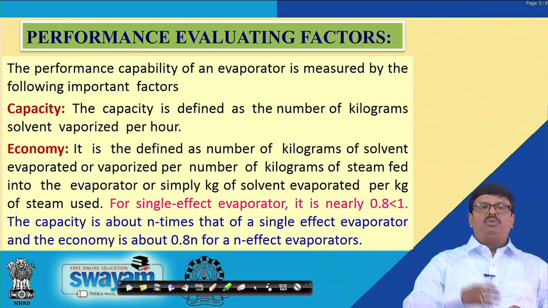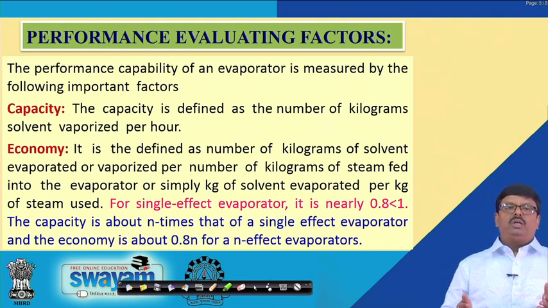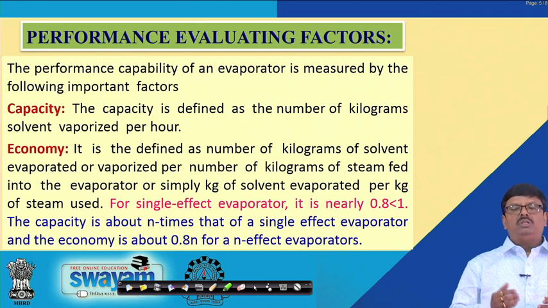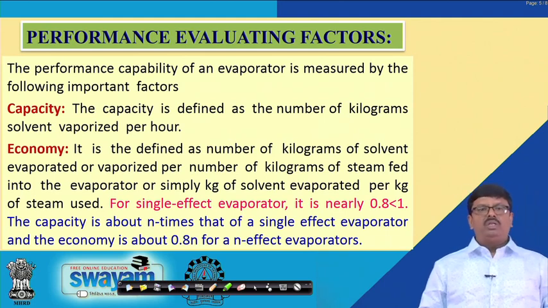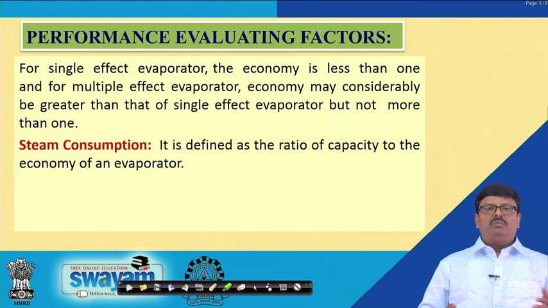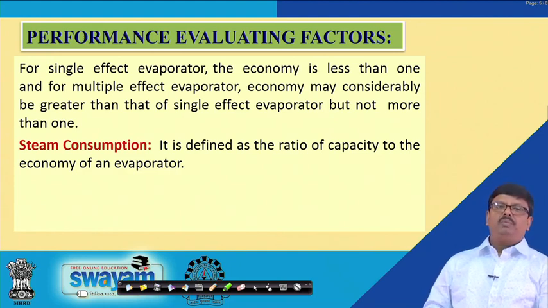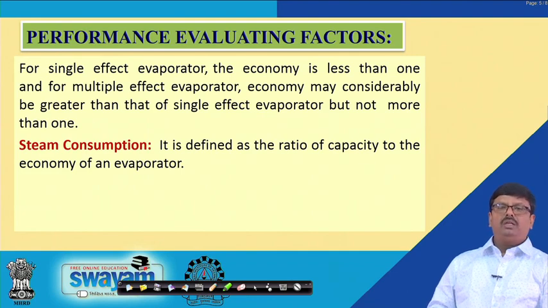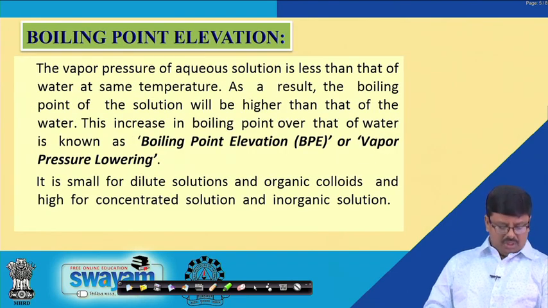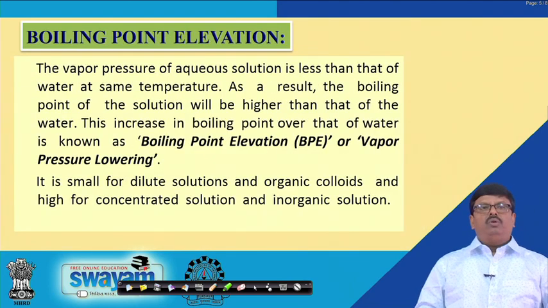It is the number of kilograms of solvent evaporated or vaporized per kilogram of steam fed into the evaporator, that means per kg of steam used, the number of kilograms of solvent vaporized. That is giving you the economy, and it is observed that for a single effect evaporator this is less than 1. The steam consumption is nothing but the ratio of capacity to the economy of an evaporator. So, we can evaluate the performance of an evaporator by these three parameters: steam economy, steam capacity, and steam consumption.